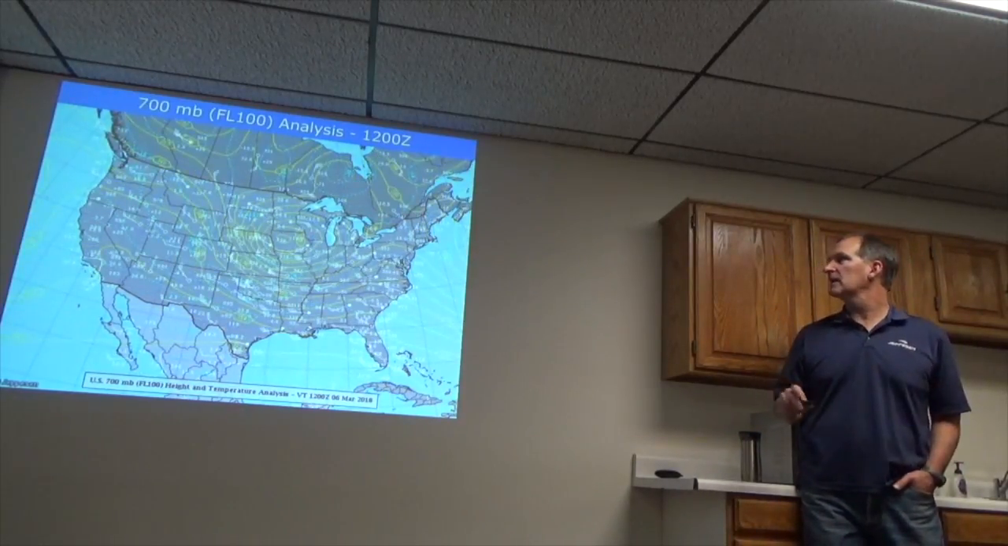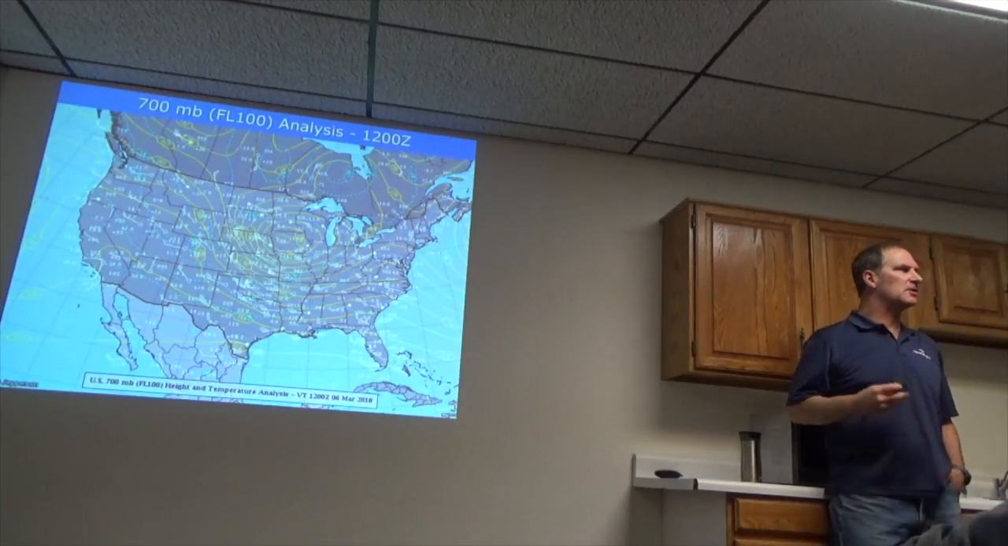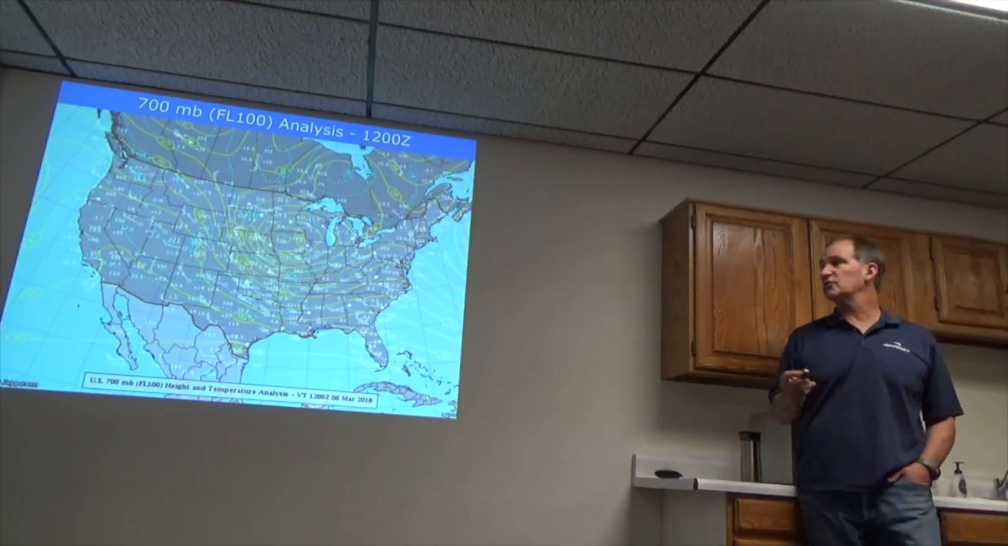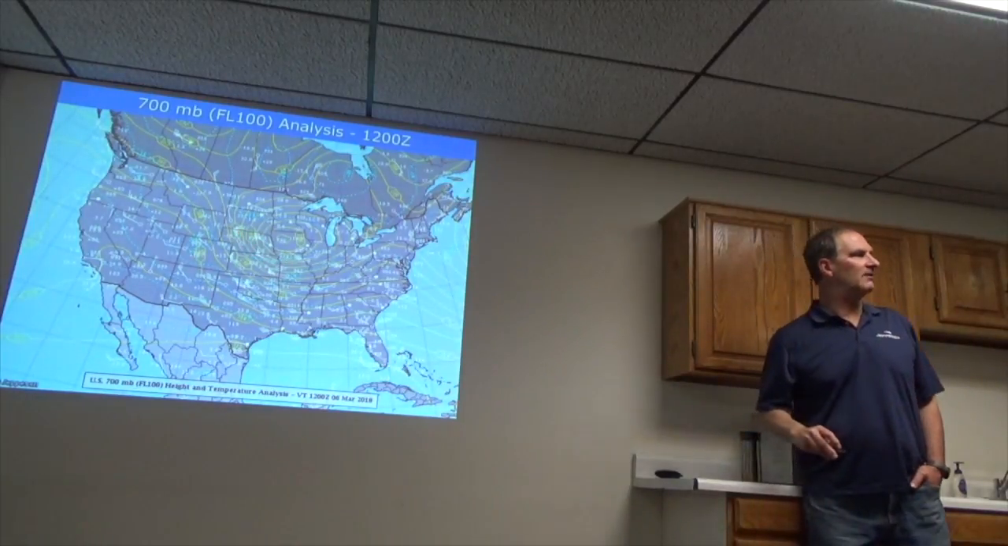In general speak. 700 millibars, that low becomes even more intense. So this is a pretty strong closed low circulation. You can see pretty strong winds here on the back side of that upper low.